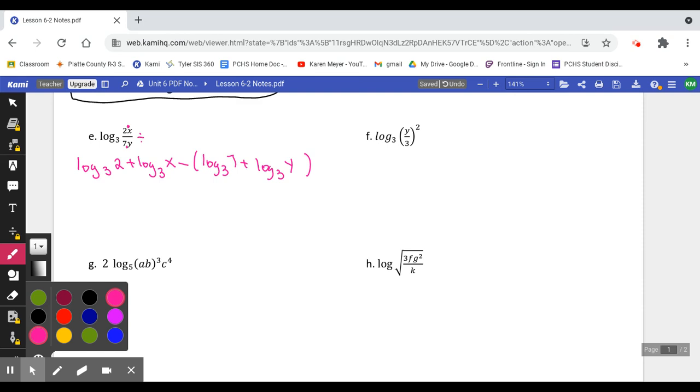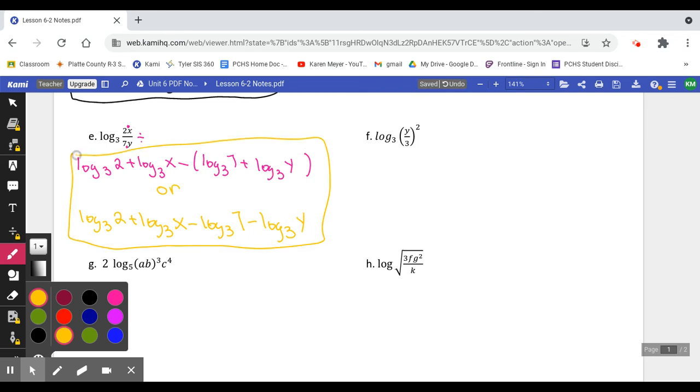Now, what if you said, oh, well, Miss Meyer, what if I look at that and then I say, what if I distribute my minus sign and I wrote this as an answer? What if I said log base 3 of 2 plus log base 3 of x minus log base 3 of 7 minus log base 3 of y? Would that also be correct? And I would say, yes, it would, because you are allowed to distribute that minus sign. No big deal. So either way is correct.